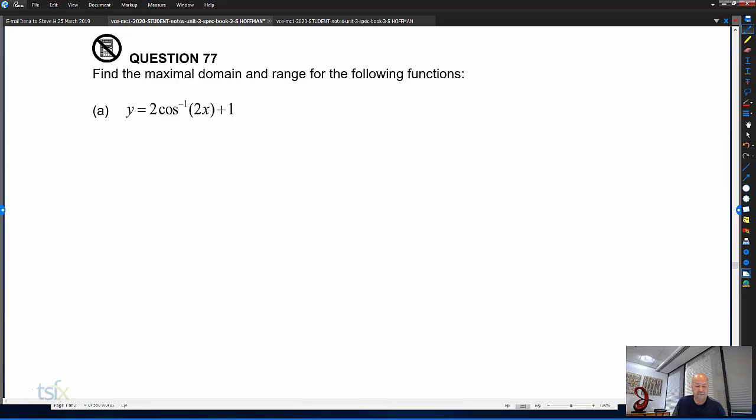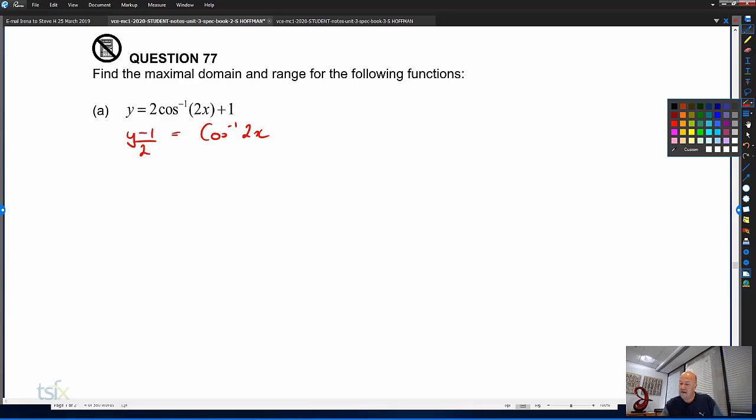So if we look at y is equal to 2 inverse cos 2x plus 1, the way I like to do it is to rearrange and get it in the form of y is equal to inverse cos of something. So I'm going to subtract 1, divide by 2, and that's equal to inverse cos of 2x.